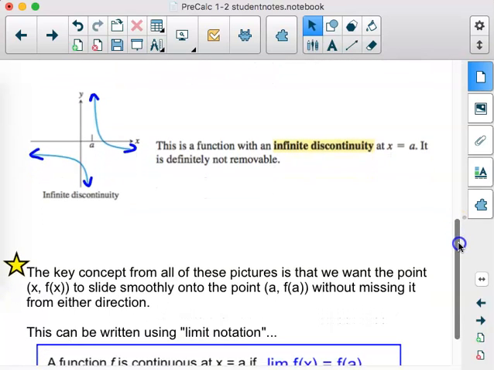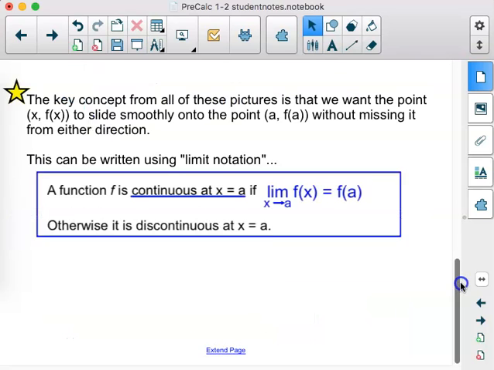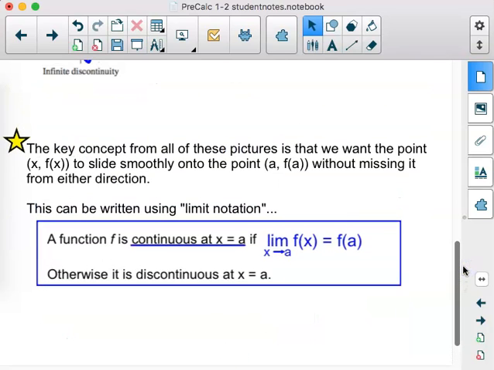So we have different vocabulary that we've talked through here about continuity. And like it says, the key concept from all of these pictures is that we want the point x, f of x, so x, y, remember f of x is just fancy notation for functions, to slide smoothly onto the point a, f of a, without missing it from either direction, without lifting the pencil. Then it's going to be continuous.